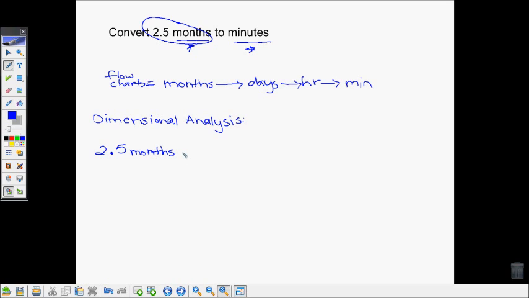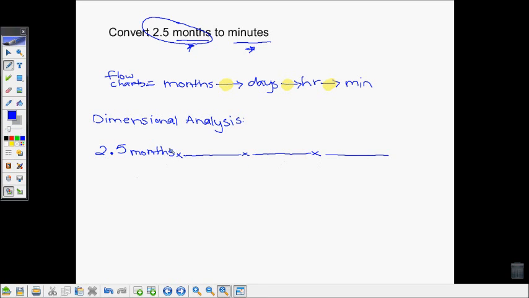The next thing you're going to do is write down a fraction bar for however many steps you have. I like to look at the flow chart to tell me how many steps this is going to take. I have 1, 2, 3 arrows, so I know that this is going to take me 3 steps. So I'm going to go ahead and write out 3 fraction bars with a multiplication sign because I'm going to develop 3 steps to go from months to minutes.